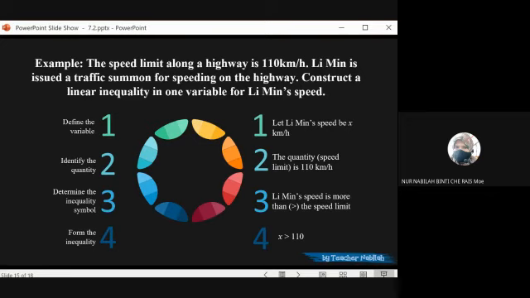Okay, for this case, why do we use not more than and equal? Because 110 is still accepted. If you drive 110, that is still the limit. After that, then you will get summoned. So for this case, 110 is not included. So we just write down more than. Okay.